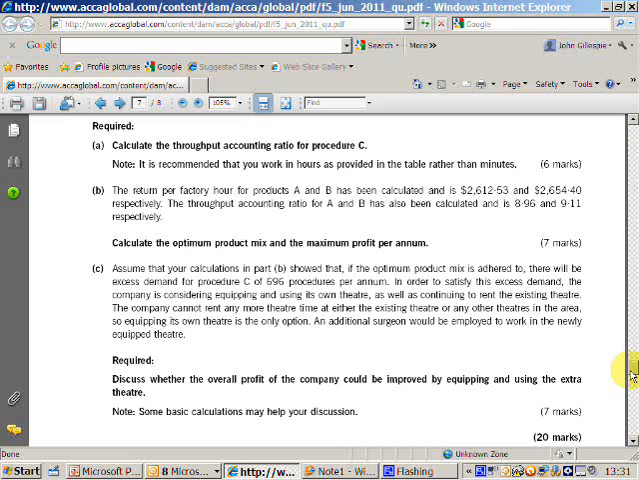And the third part C, also for 7 marks, is asking you to discuss the overall profit of the company. Discuss whether the overall profit of the company could be improved by equipping and using the extra theatre. Now that doesn't mean a whole lot to us at this stage, but we know it's a hospital and there is a suggestion here that we may be able to get some additional resources. So with that information in mind, we can now go through and look at the question. In terms of looking at the question, it looks as if it's a throughput accounting question, throughput accounting ratio calculation for procedure C. So that's where we would start.